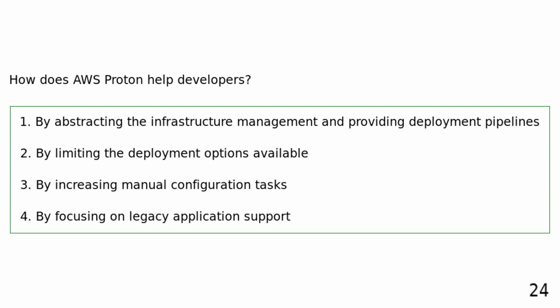How does AWS Proton help developers? By abstracting the infrastructure management and providing deployment pipelines. By limiting the deployment options available. By increasing manual configuration tasks. By focusing on legacy application support.